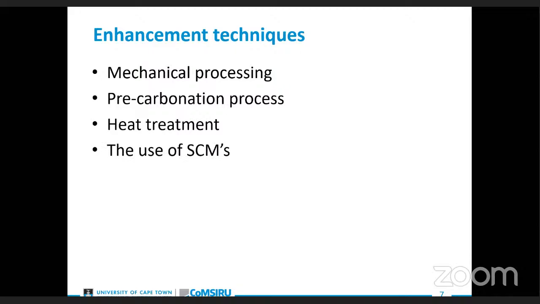The use of supplementary cementitious material as well densifies the microstructure of the concrete and improves overall strength and durability. And lastly, pre-soaking of the RFA in water in order to compensate for the extra amount of water needed for both mixing and the high water absorption of the RFA due to the adhered mortar.